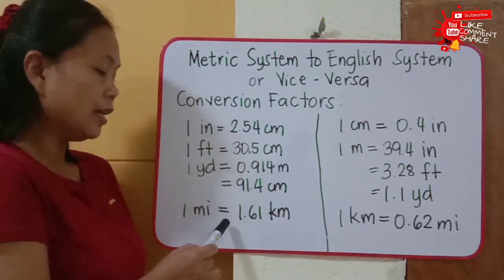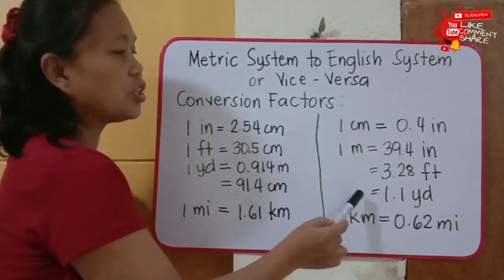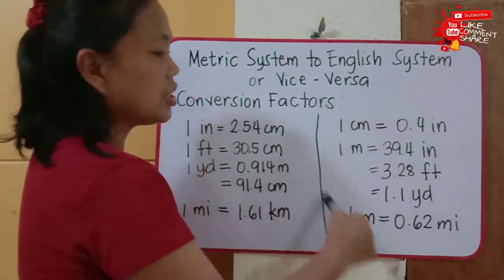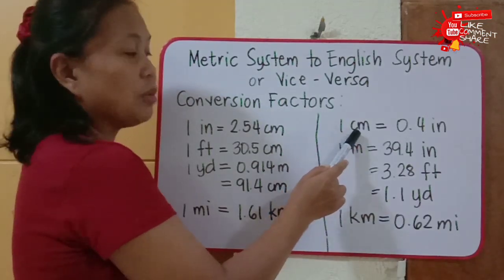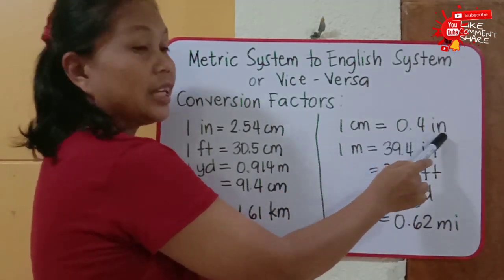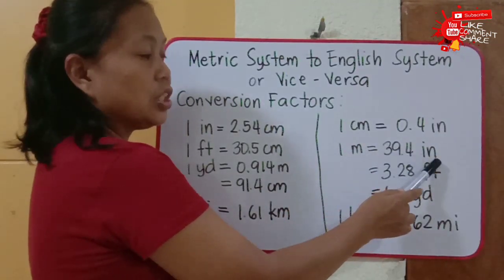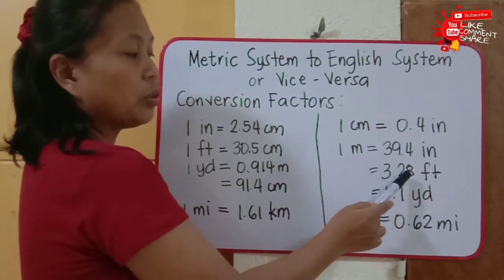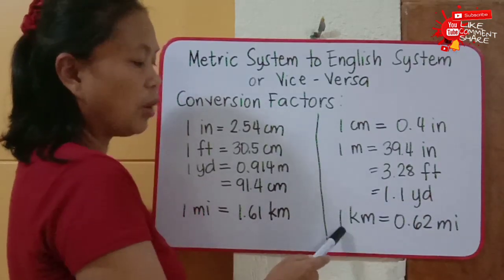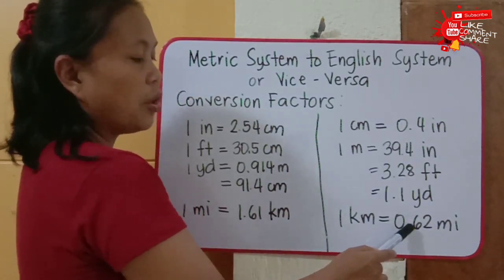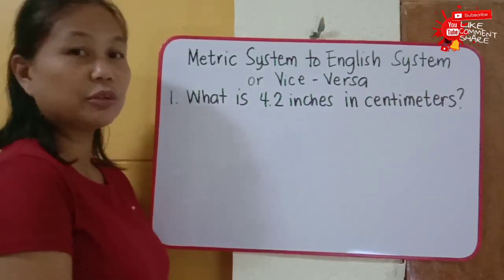Now for 1 mile, it is equal to 1.61 kilometers. Now for the conversion from metric system to English system, we will use these conversion factors. 1 centimeter is equal to 0.4 inch. 1 meter is equal to 39.4 inches, or 3.28 feet, or 1.1 yards. Then 1 kilometer is equal to 0.62 mile. Okay, now let us have examples for this conversion.